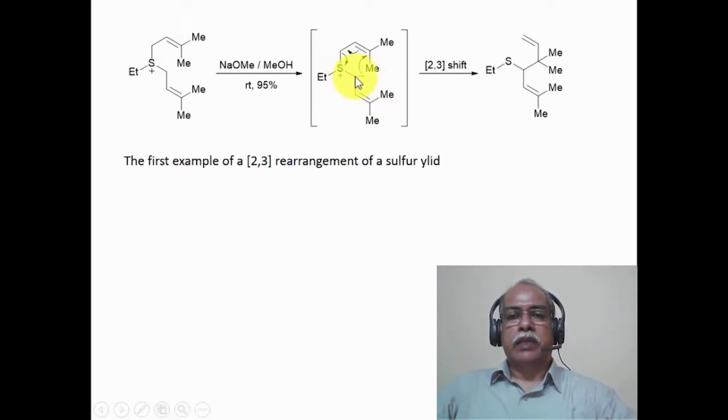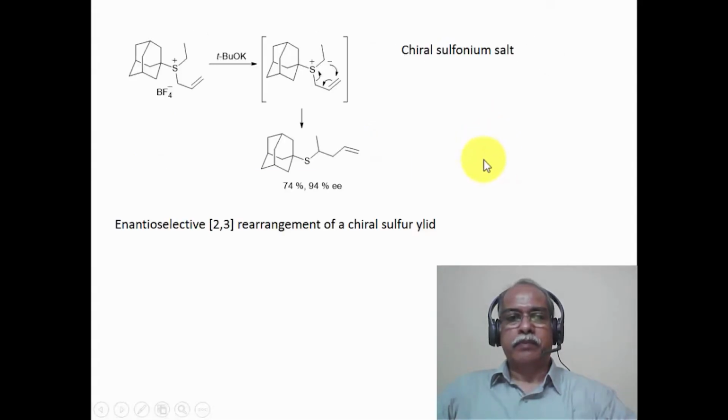2,3 sigmatropic rearrangement takes place by the attachment of this carbon to this carbon with a simultaneous breaking of this carbon-sulfur bond in this particular case, resulting in the formation of a sulfide. So this is the 2,3 sigmatropic rearrangement of diallyl ethyl sulfonium salt going through an ylide. The ylide is what is undergoing the 2,3 sigmatropic rearrangement.